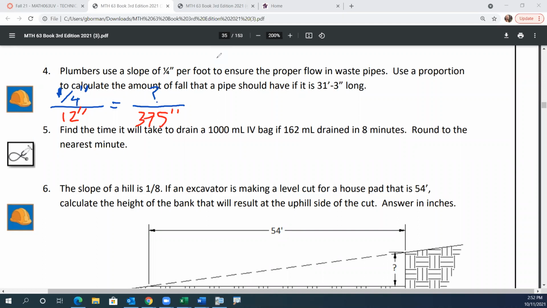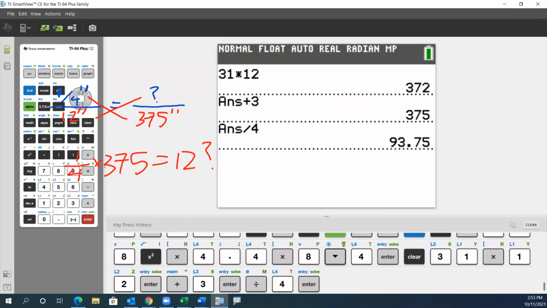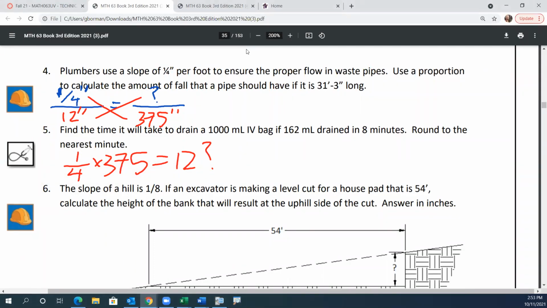375 inches. Okay, cool. So now we're ready to get this show on the road. So we get 1/4 times 375 equals 12 times what we're looking for. Well, this is really just 375 divided by 4. So I'm going to let the calculator do my dirty work for me. 93 3/4. Okay. So that's 93 3/4 inches.